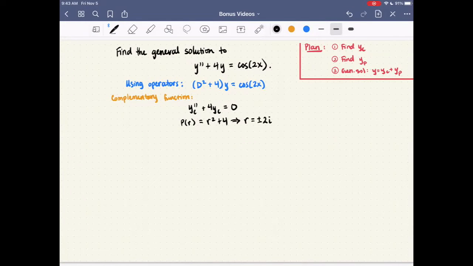And so from there, we can immediately write down y sub c. We normally would have e to the something x here, but our complex roots have 0 real part, so this would be like e to the 0. So we don't need to write that term. It's really just 1. And left over, we have y sub c equals c1 cosine 2x plus c2 sine 2x. We're just going to remember that we have this and push pause as we go on to step 2 of our plan, which is finding a particular solution.